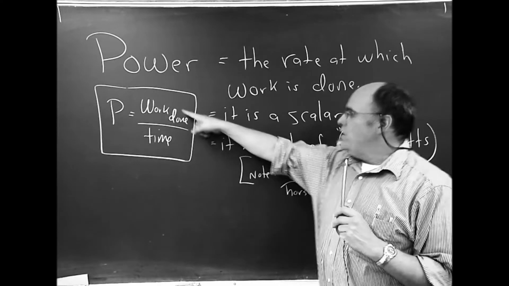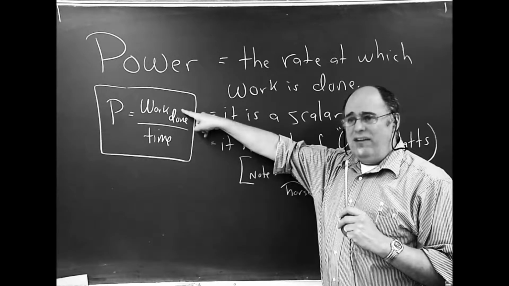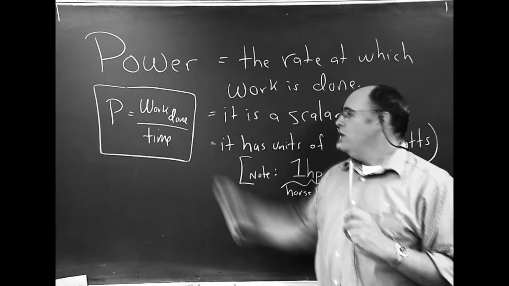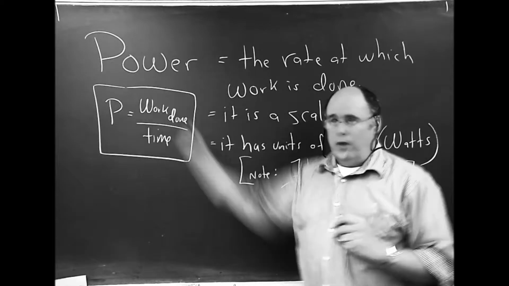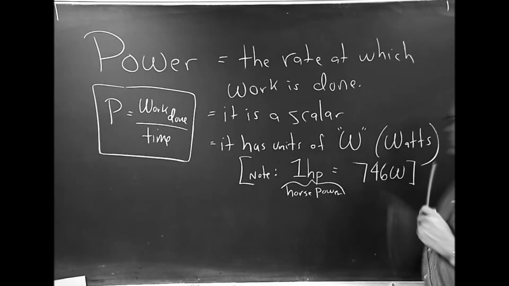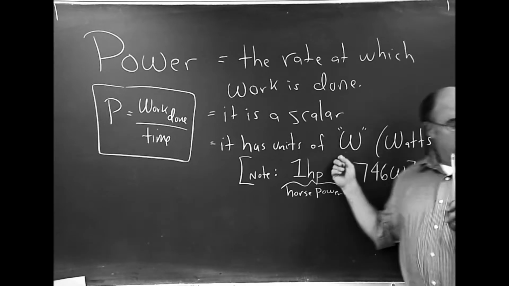So when you take the amount of work being done by the horse and divide it by time, we get this thing called power, which in the standard international units we will write as capital letter W.